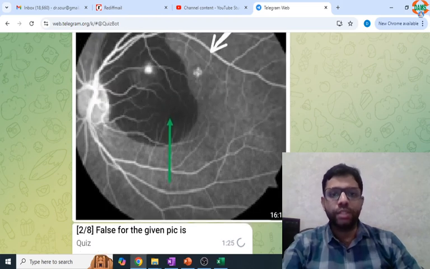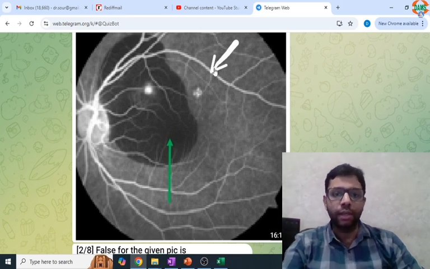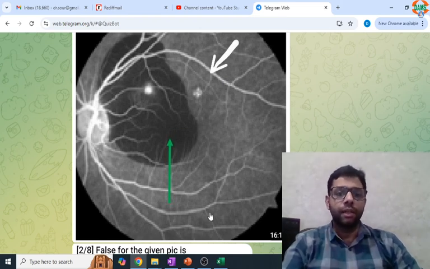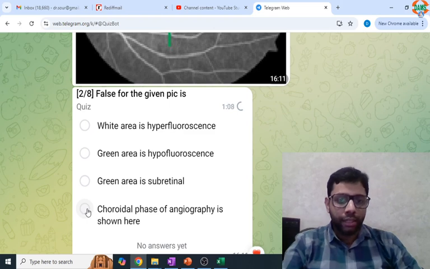Even if you don't know which stage of angiography, it is not required. In the choroidal phase, retinal vessels don't have the dye. Only the choroidal vessels have the dye, and that is the first phase of angiography. So the answer is, this is not a choroidal phase actually, because the retinal vessels have the dye. This is subretinal hemorrhage. Any hemorrhage, any exudate will be hypofluorescent on angiography.